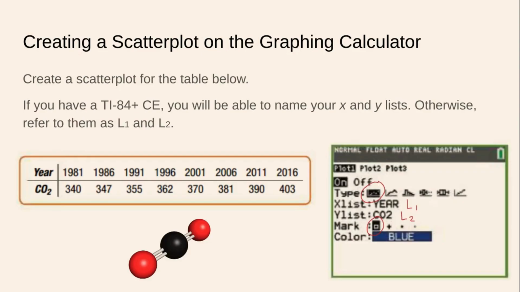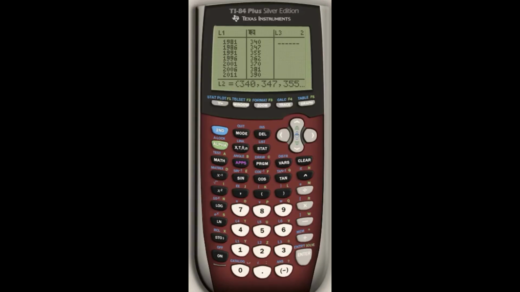So now we're going to create a scatter plot in the graphing calculator. We have the year versus a count of CO2. We're going to be making a scatter plot in the calculator so that you can create scatter plots of bivariate data like these. So here we are at the calculator, and I've already entered these data.